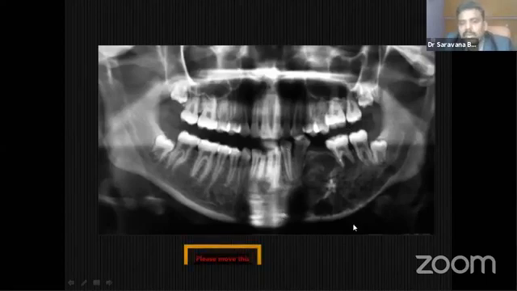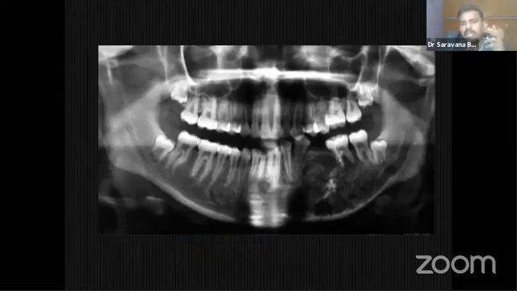If the OPG is not clear, okay. For example, if you are taking only one IOPA for tooth number 37, and the patient also complains of mobility in tooth number 37, your IOPA will reveal a vertical bone loss here. The patient's tooth is mobile. What will you keep in mind? What will you think?